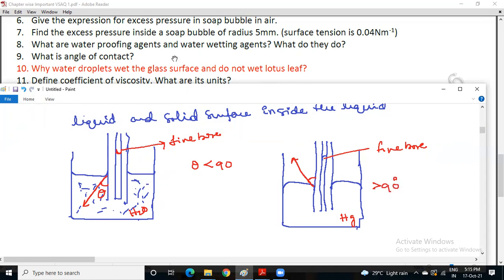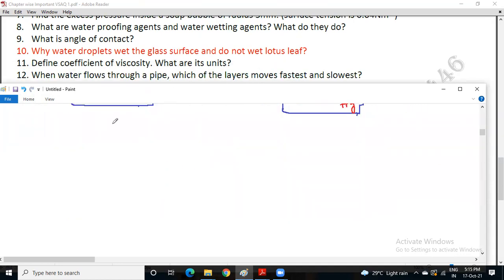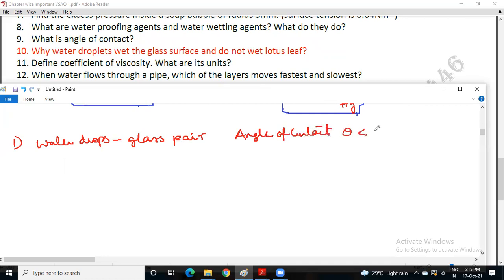Now, let us proceed with the next question. Why water drops wet the glass surface and do not wet the lotus leaf? Same. Angle of contact is the reason. For the case of water drops and glass pair, angle of contact, let us say theta, will be less than 90. So you can say acute. So therefore it wets easily.